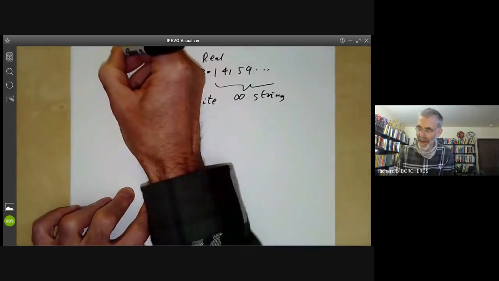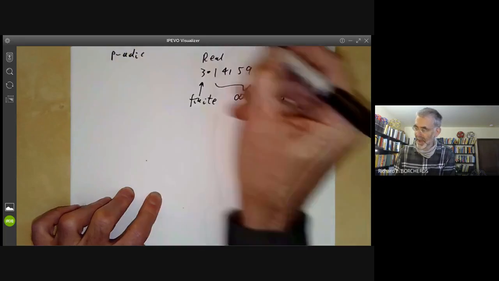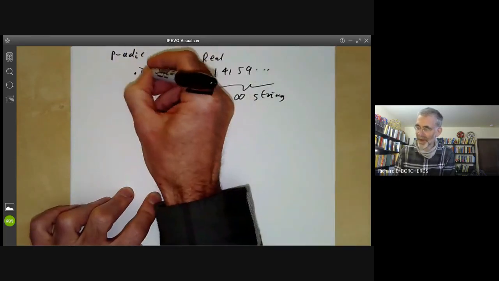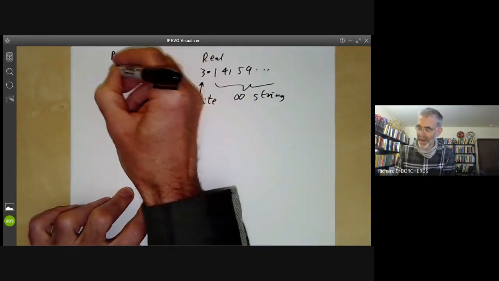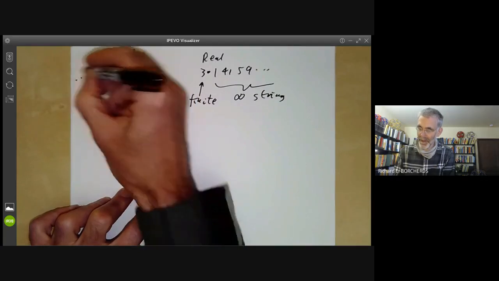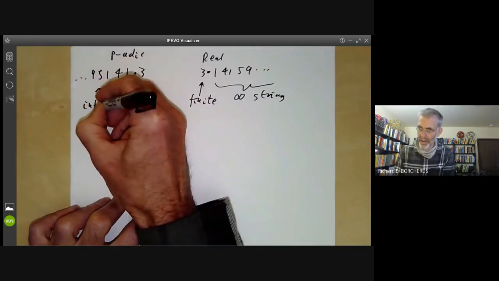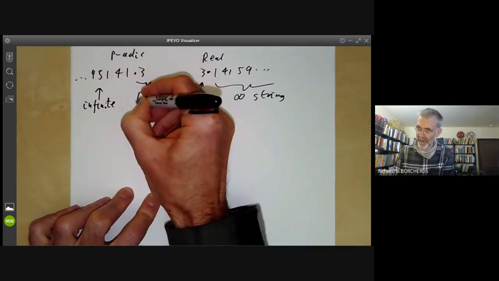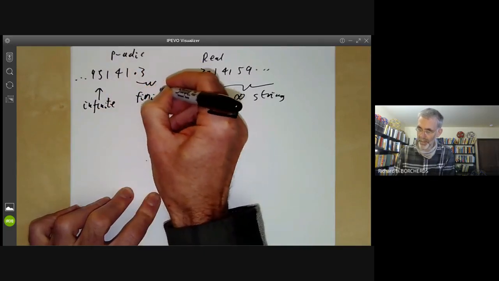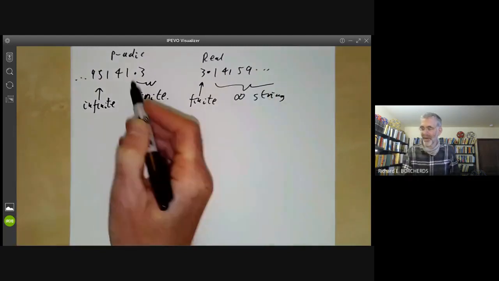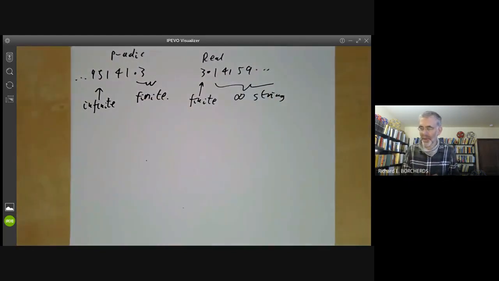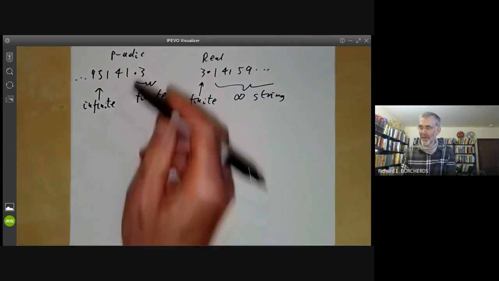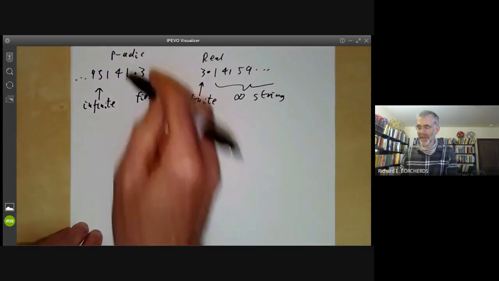Whereas a p-adic number is kind of the other way around. We might have a finite string there and an infinite string here. So this is infinite, and this string is now finite. Of course, we could also allow a finite string on both sides, but that wouldn't be terribly interesting. It would just be rational numbers whose denominator was a power of p.